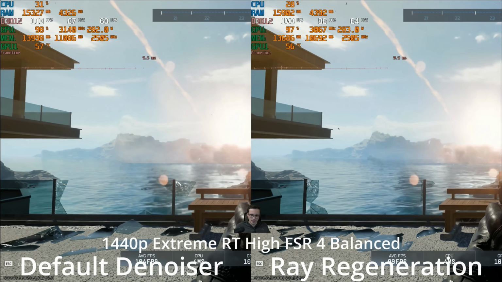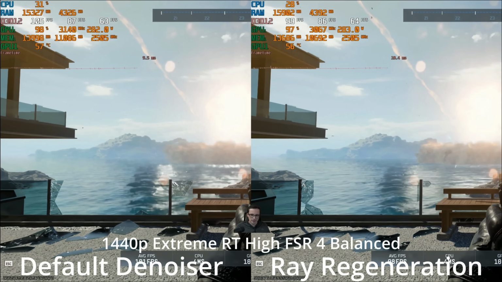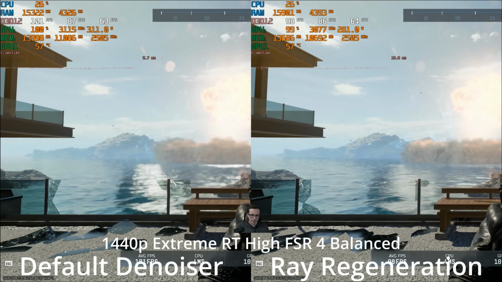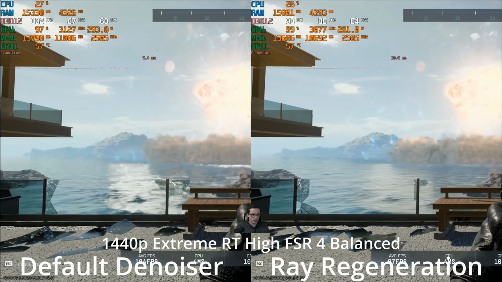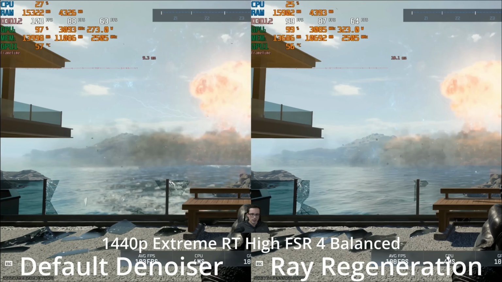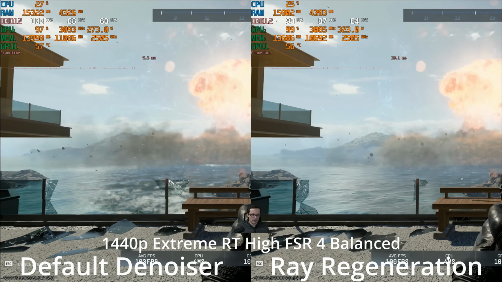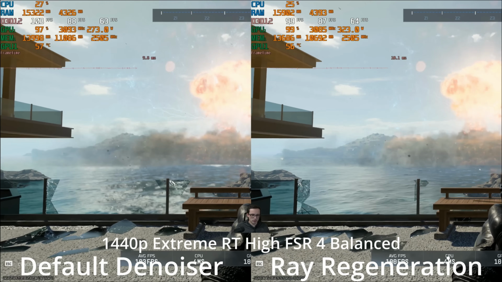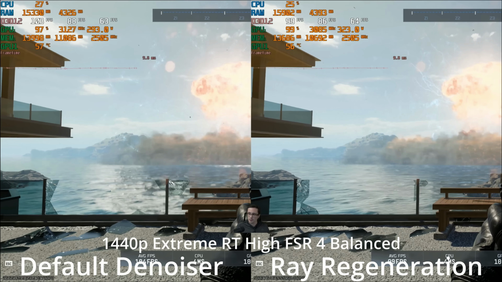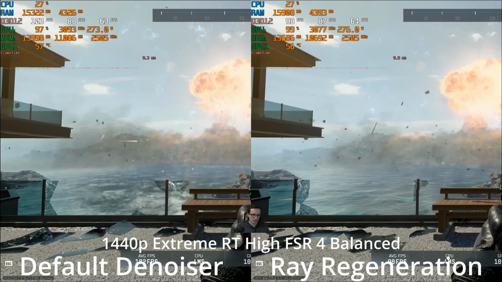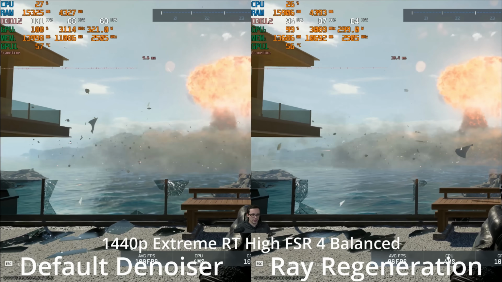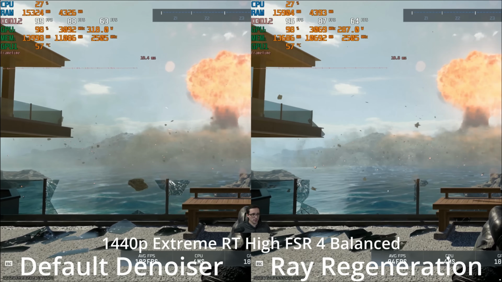I'm not seeing crazy differences here. It does look different, though, between the two. Right here, it looks noisier on the left, wouldn't you say? But again, maybe the explosion just looks a little bit different overall. You can see like the glass broke slightly differently on both sides. So yeah, it looks like there could just be some differences in how the explosion plays out between benchmark runs.